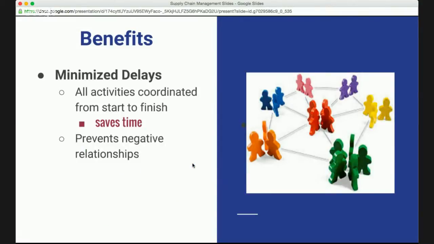Minimizing delays is just another benefit of supply chain management software. All activities can be coordinated and done from start to finish in a way that saves time, and this will prevent negative relationships in business from occurring.